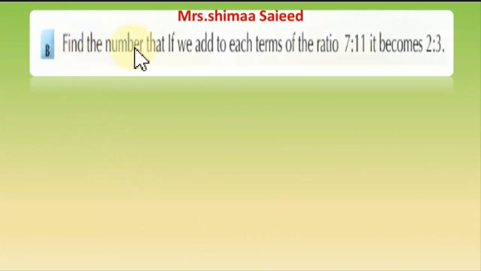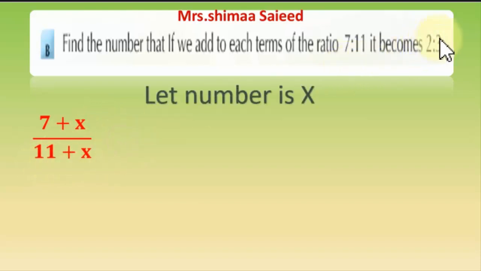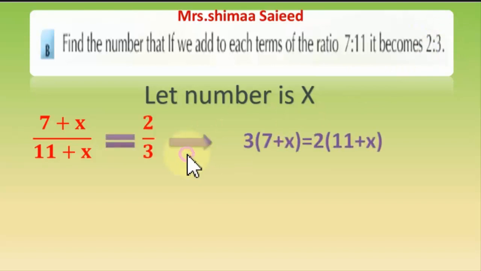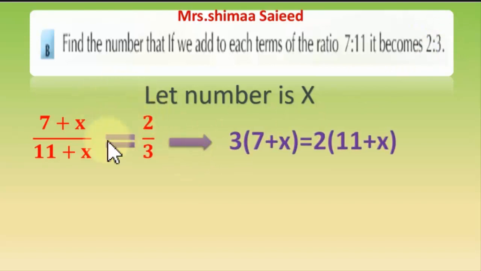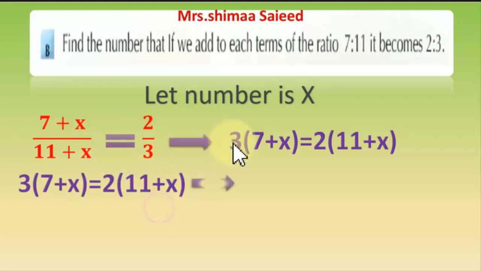Now find the number that if we add to each term of the ratio 7 to 11, it becomes 2 to 3. Okay, let the number be x, so (7 plus x) over (11 plus x) equals 2 over 3. Now the product of means equals the product of extremes.